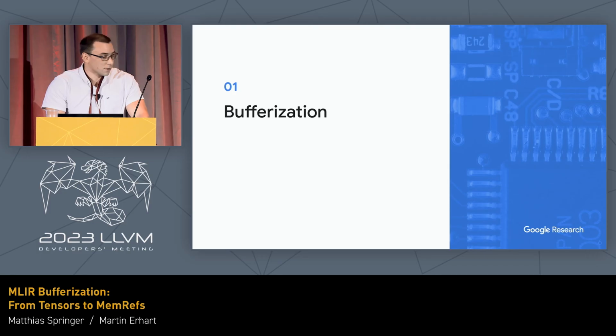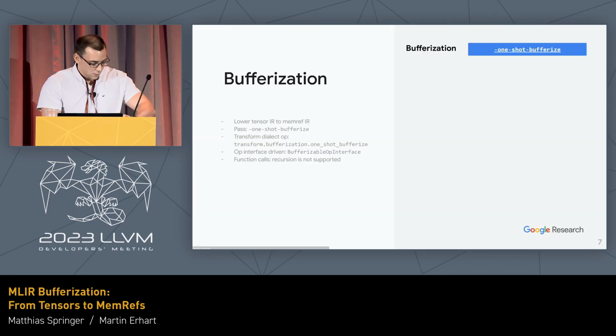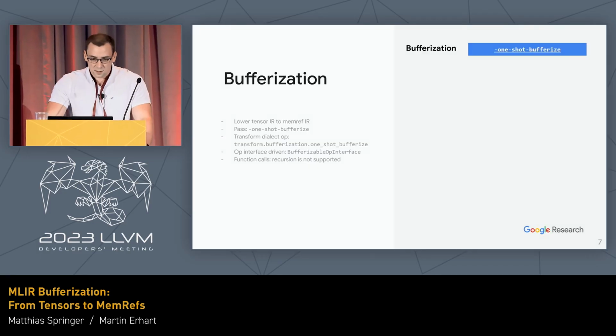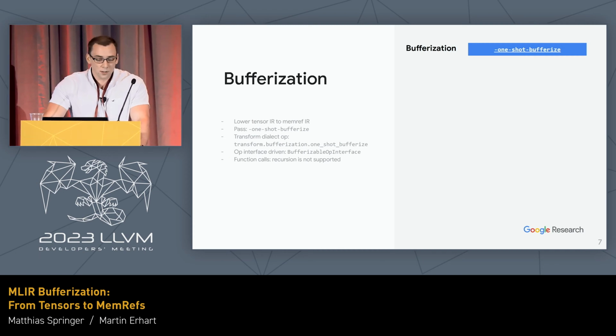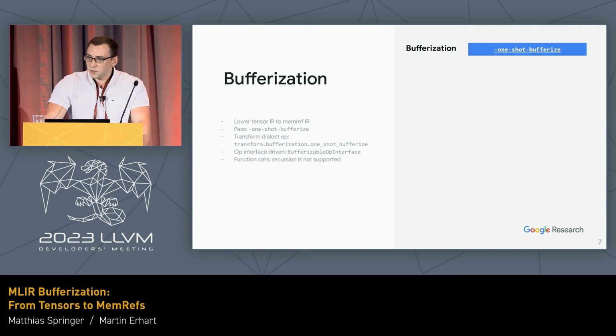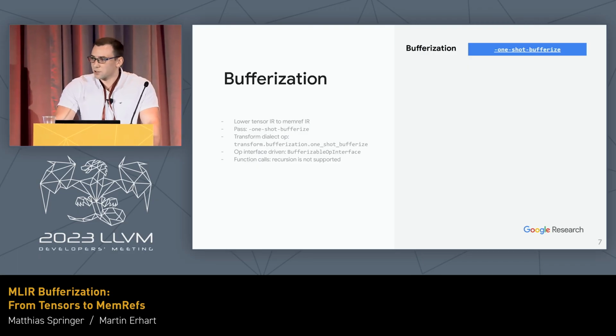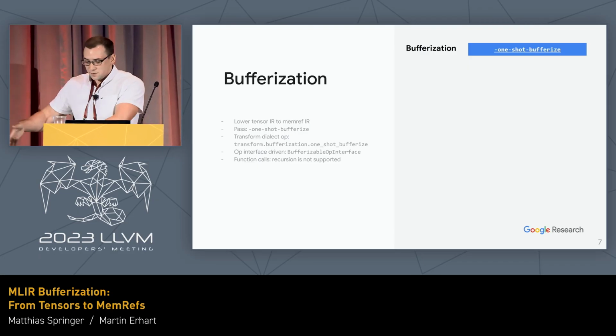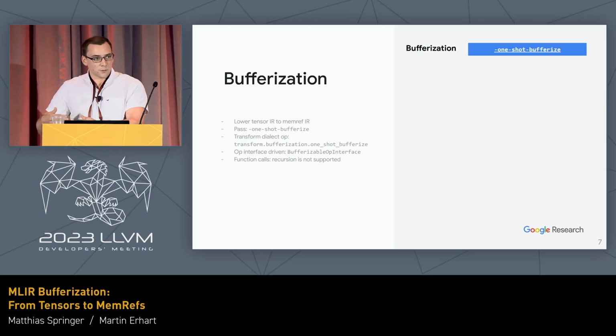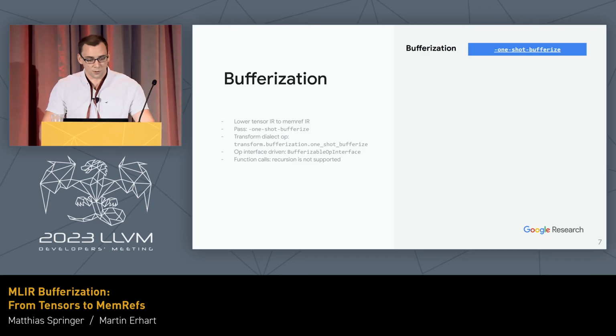Good, let's start with bufferization. So bufferization, as I said, is the process of lowering tensor IR to MemRef IR. So tensors in MLIR are immutable. They don't have memory location attached to them. And so in order to execute it, you have to bufferize it. And that's when you assign actual memory locations, and that's when you can run the program.